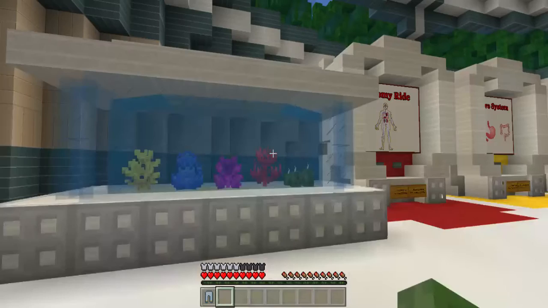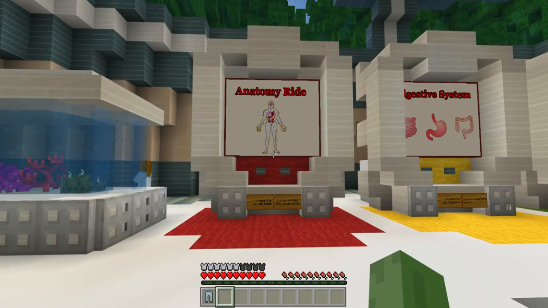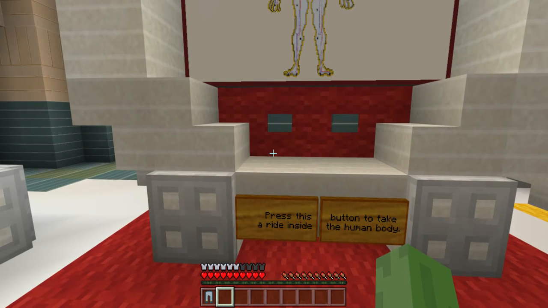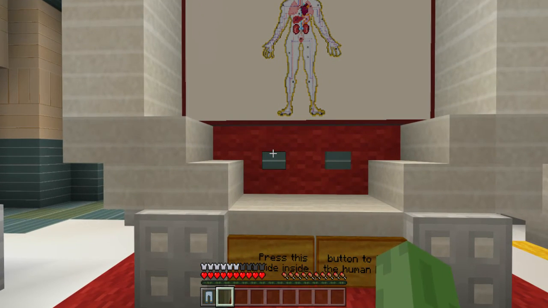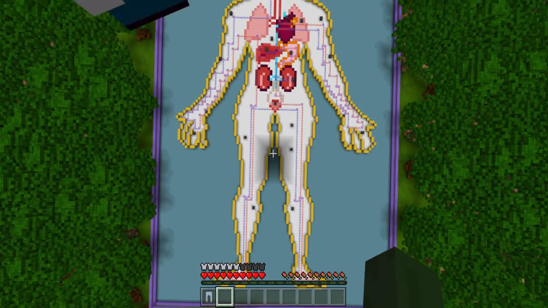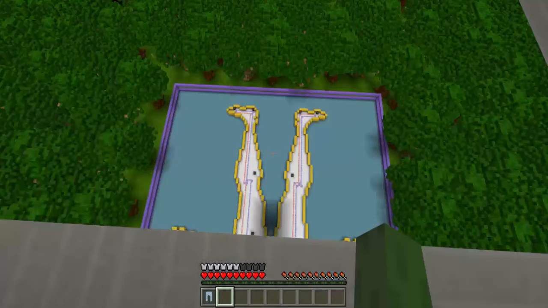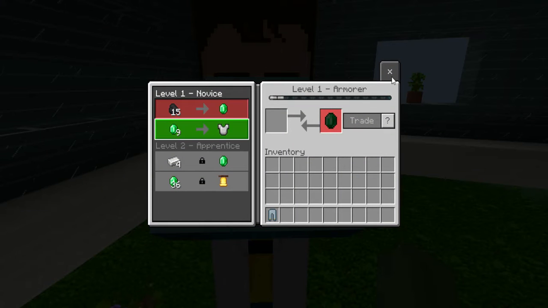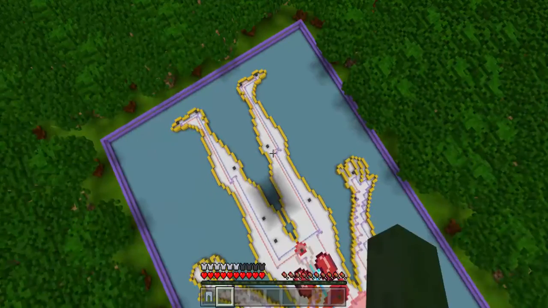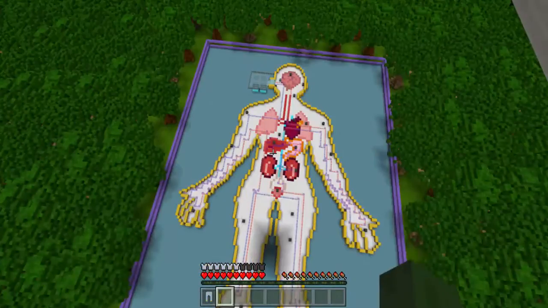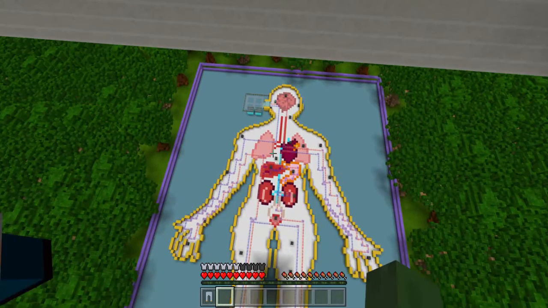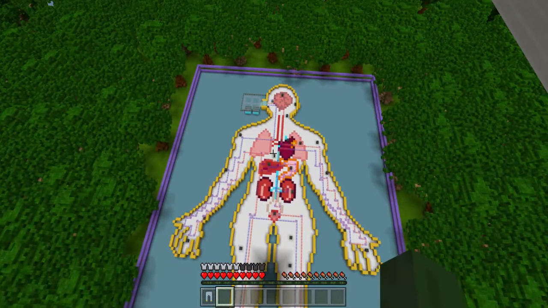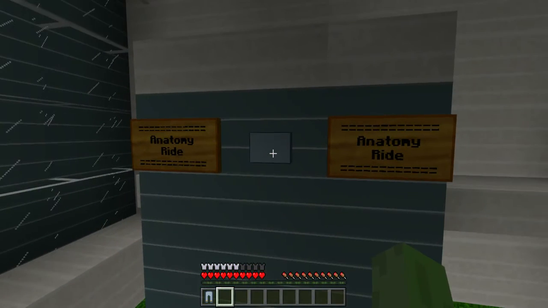I'm pretty sure that isn't what it looks like. So I think we hit that button. Wow. That's impressive. Oh, geez. Here we are. Alright. So this is a pretty good representation of the human body. We have the kidneys, your nervous system, your brain. Quite impressive. So we hit that and we head back here.